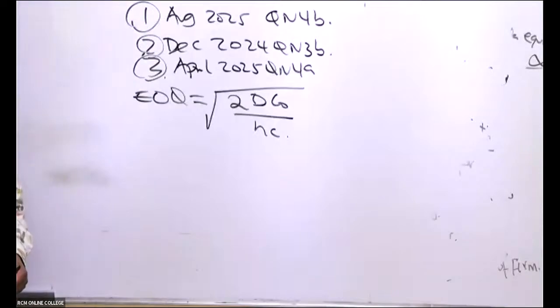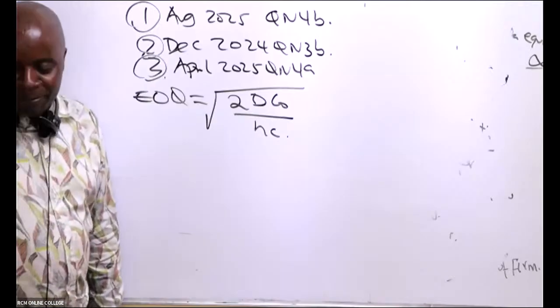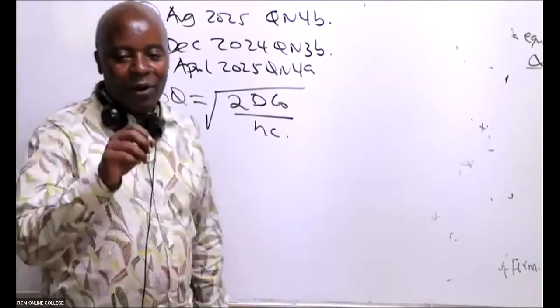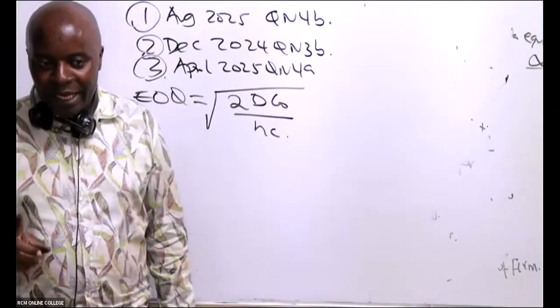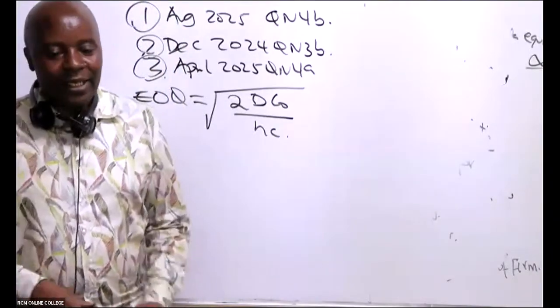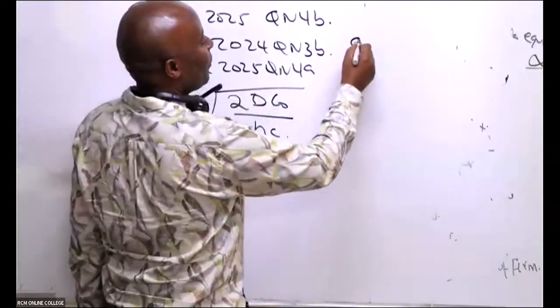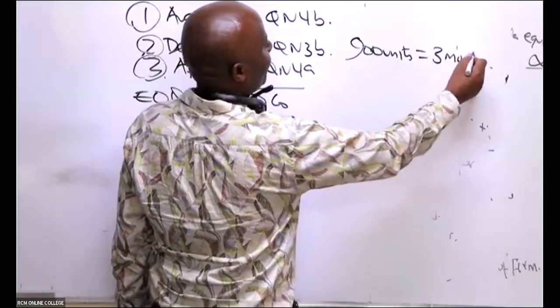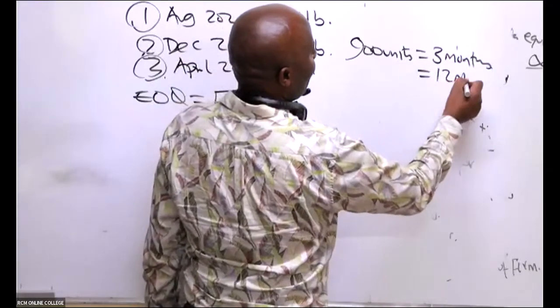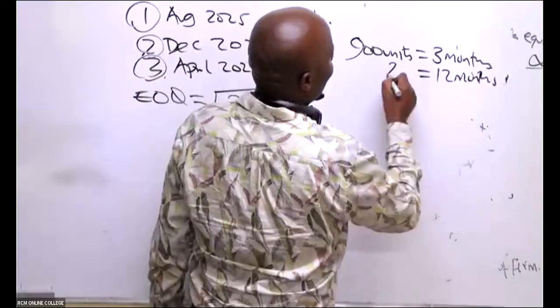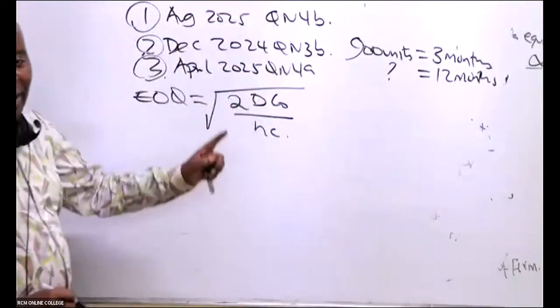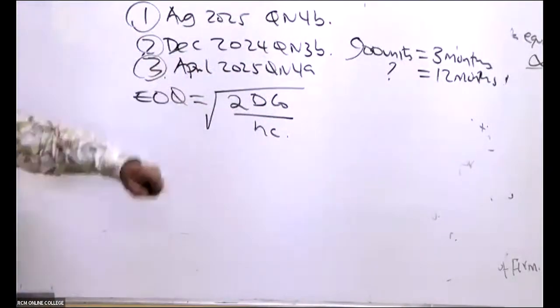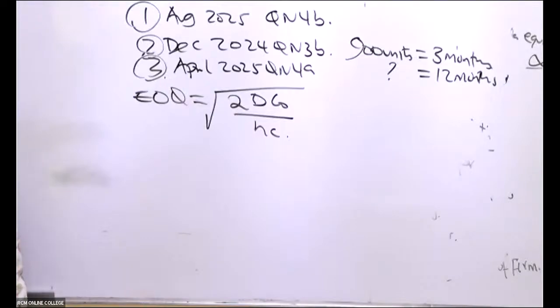It will be 3,600. Because they have told you that they are consuming 900 units every what, 3 months. So 900 units equals 3 months. How about 12 months? Because you see, D has to be annual demand. D must be annual demand.